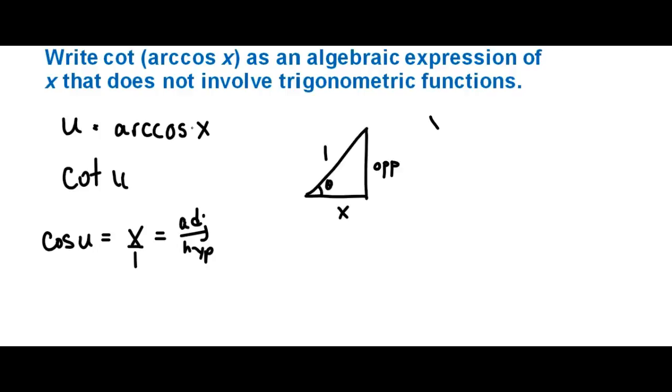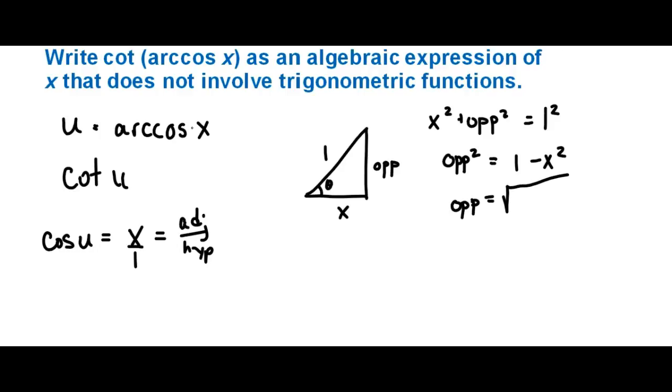Using the Pythagorean theorem, x squared plus the opposite side squared equals 1 squared. So if we solve for the opposite side, we get opposite squared equals 1 minus x squared. I just subtracted the x squared from both sides. And then the opposite side becomes the square root of 1 minus x squared.